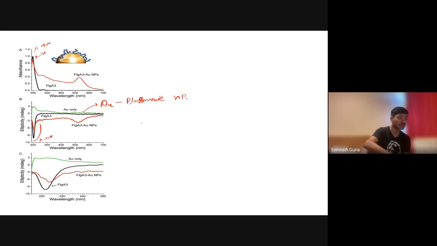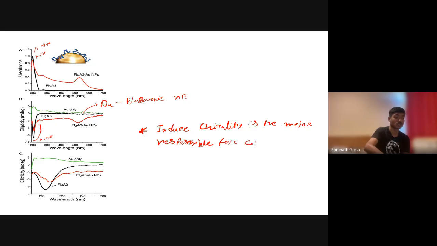Okay, so here the induced chirality is the major factor responsible for CD activity at the 500 to 600 nanometer region.